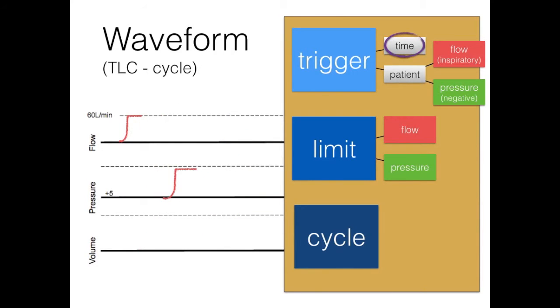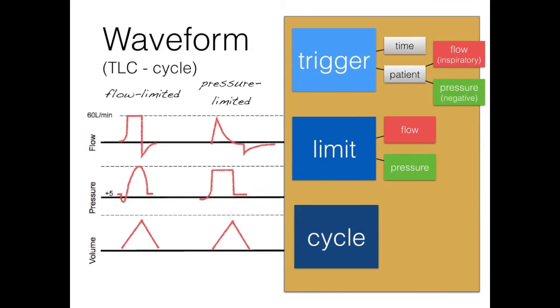Let's review for a second. Trigger is the start of the breath and can be either machine or patient triggered. The gas flow is limited by either a certain amount of flow or pressure. At some point, inspiration must come to a stop and expiration starts. This is called cycling. Cycling is the signal that stops inspiration and opens the expiratory valve to start expiration. The circles denote where expiration begins.